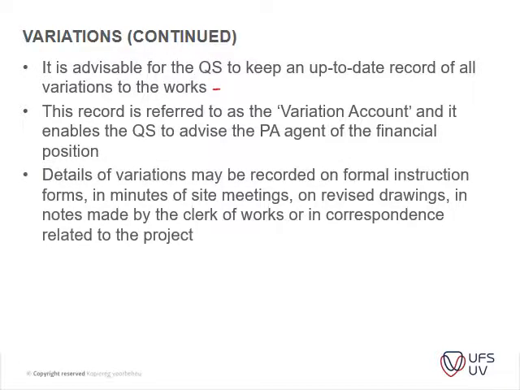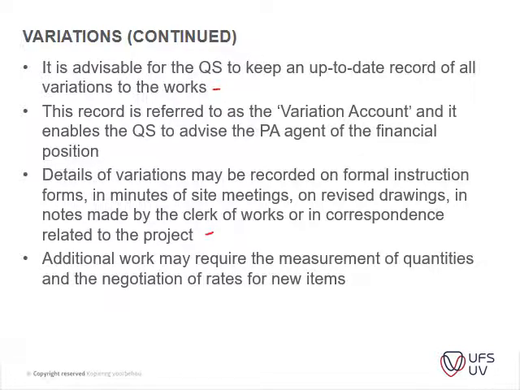The details of variations may be recorded on formal instruction forms, in minutes of the site meetings, on revised drawings, in notes made by the clerk of works, or in correspondence related to the project. So it's usually in writing. Verbal instructions or variations are not seen as an accountable or contractual instruction. So all variation orders have to be on paper.